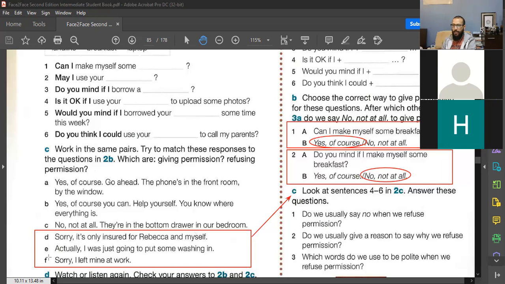What do you think? No. No, we don't, right? Yeah, even if you refuse permission, we don't say no. This is an important point. So we don't say no.